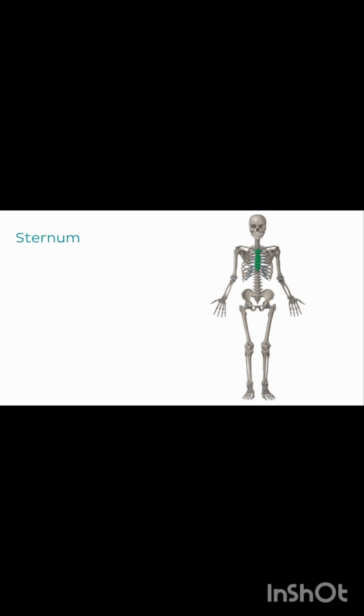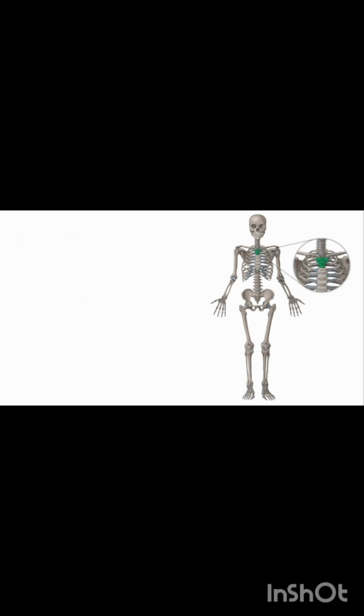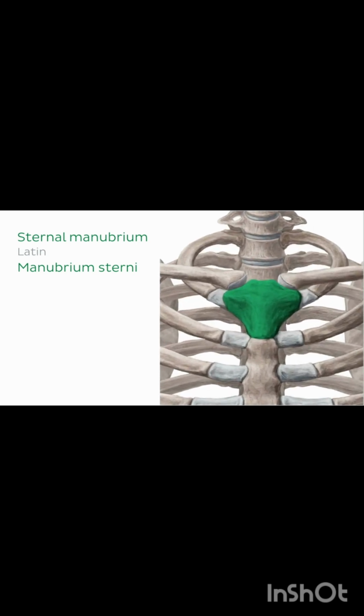The last structure of the trunk we'll look at today is the sternum or the breastbone. Now the sternum is composed of 3 parts: the sternal manubrium, the sternal body, and the xiphoid process. We'll explore the sternum in a superior to inferior direction, starting with the sternal manubrium. The manubrium is a quadrangular shaped bone, and if we zoom in we can see that it articulates with the clavicle, the first rib, the sternal body, and the second rib.